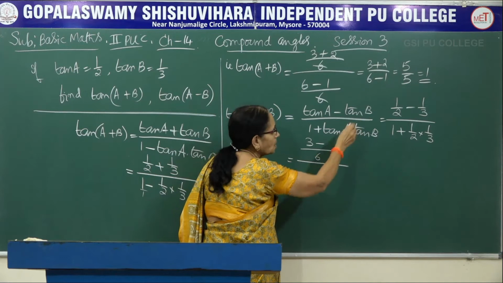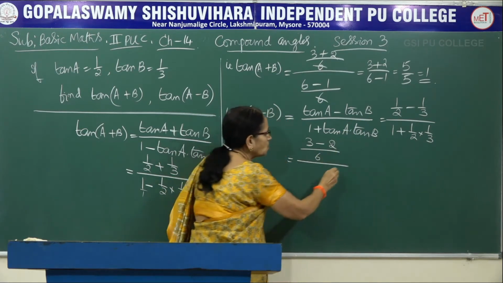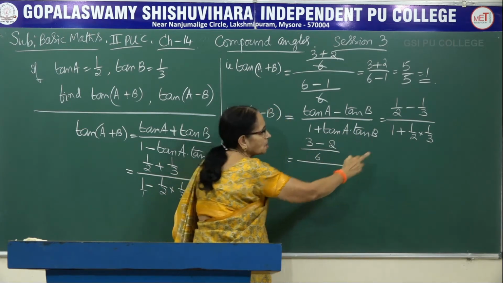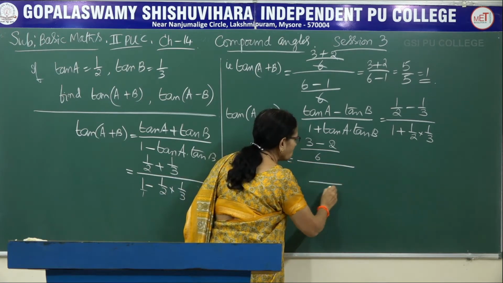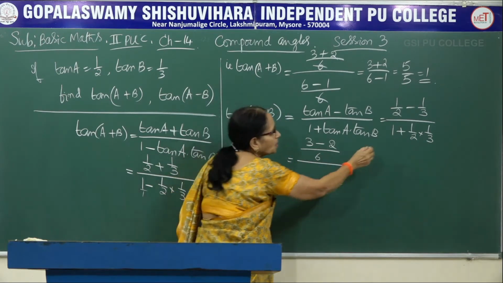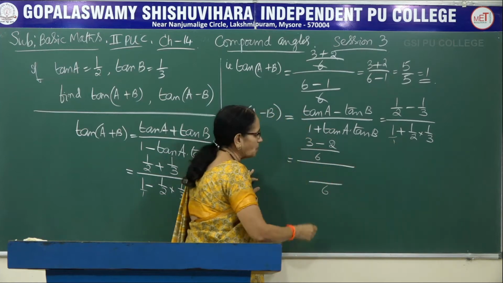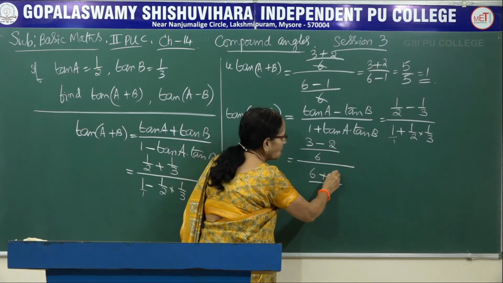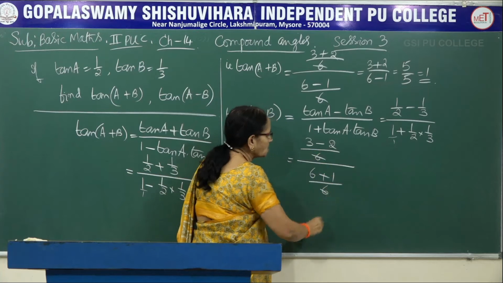Similarly, 3 2s are 2 into 1, that would be 2. Now come to the denominator. 2 3s are 6. Here also the LCM is 6. Now we are having 1, which means it is 1 by 1. So this becomes 6 and 1. So again 6 is getting cancelled.